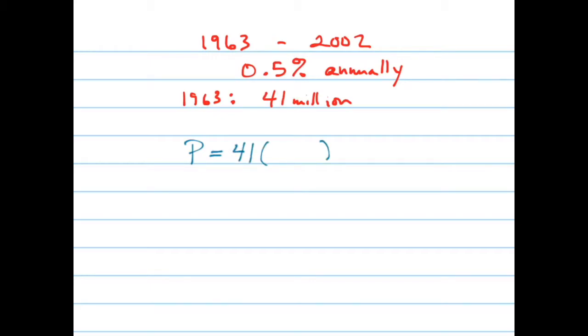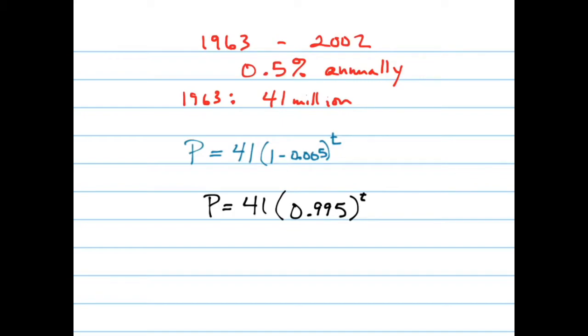Now, our decay rate that they give us is 0.5%, so I'm doing 1 minus 0.005. Be careful with that decimal, because since it's 0.5%, we need 0.005 to the t power. Simplifying this equation gives me P equals 41 times 0.995 to the t. So there's our equation that represents the number of acres of ponderosa pine forest over time between 1963 and 2002, where t is years since 1963.